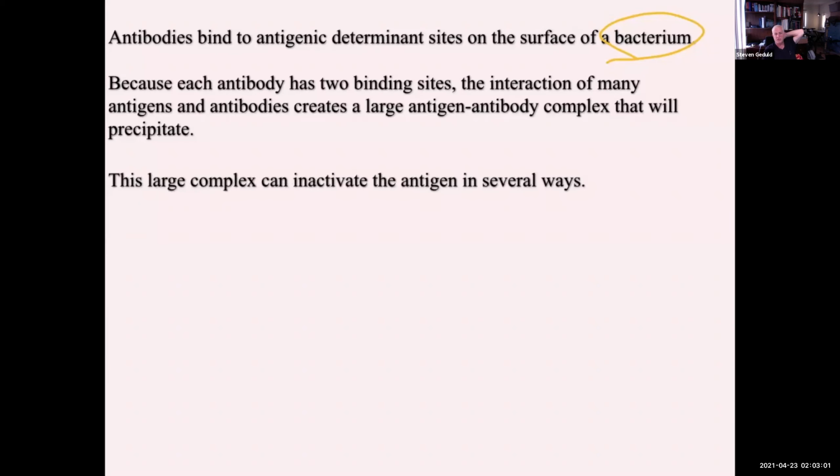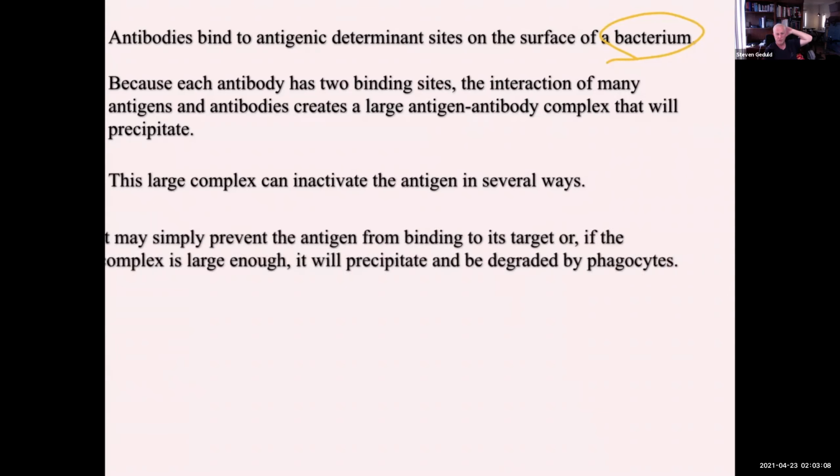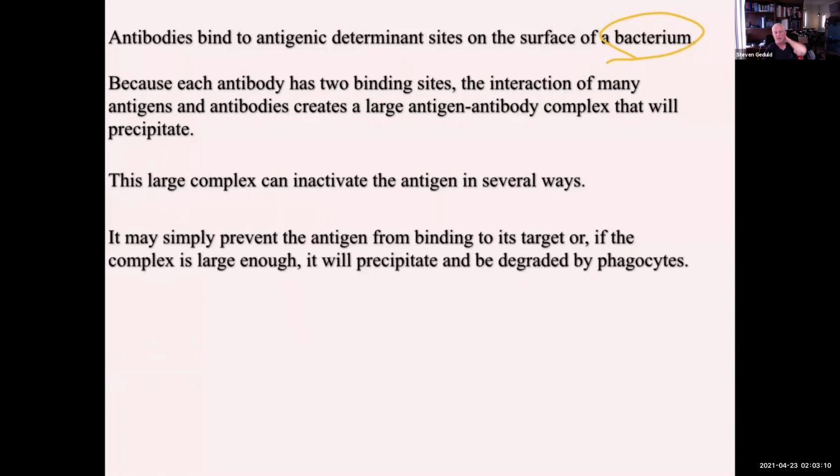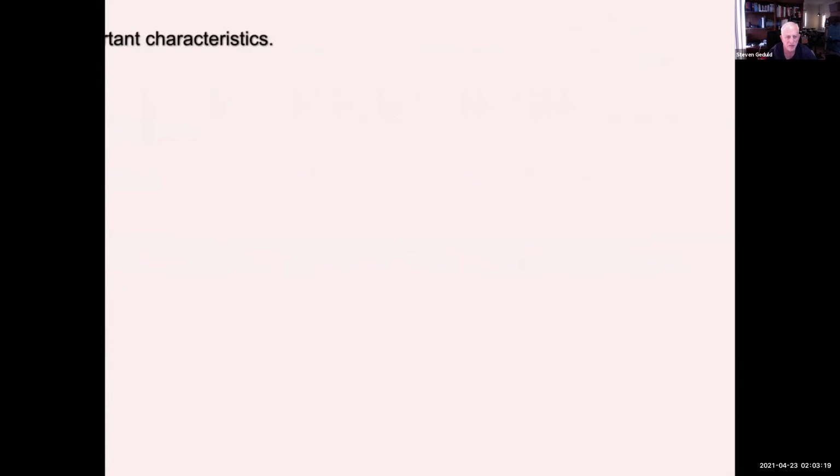This large complex can inactivate the antigen in several ways. It may simply prevent the antigen from binding to its target, or if it's large enough, it will precipitate out and be degraded by phagocytes. So we can dissolve it.